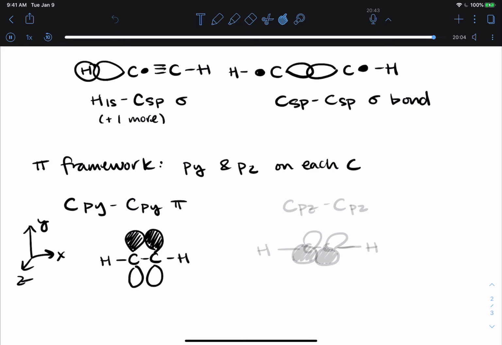All right, then my second one, C pz, C pz. So carbon, carbon, make sure they're super close. I'm going to draw my bonds to hydrogen extremely long so I can put my orbitals in here. And then on this carbon, I have a pz coming out and going back. On this carbon, pz coming out and going back. And they need to be shaded to show constructive overlap.